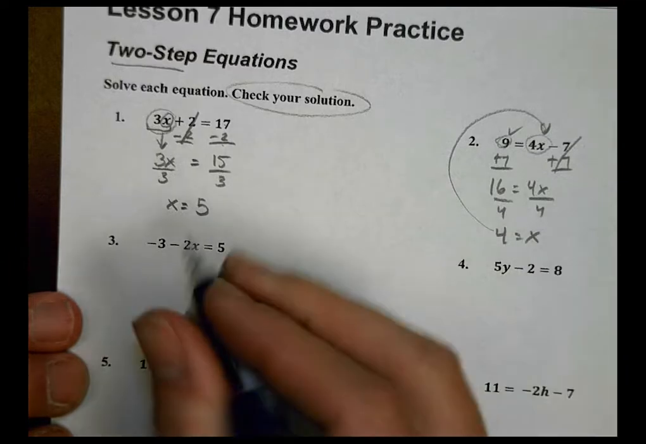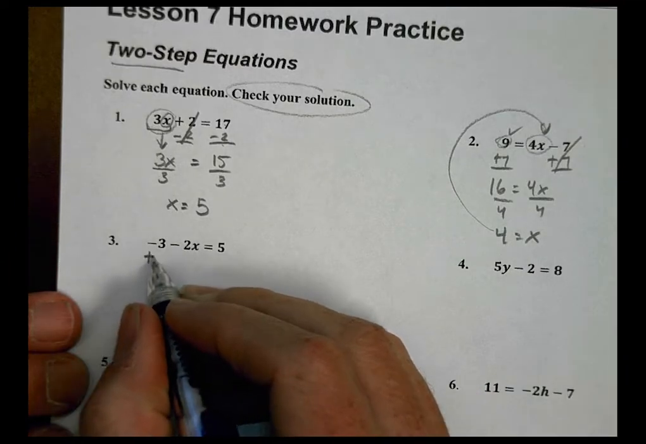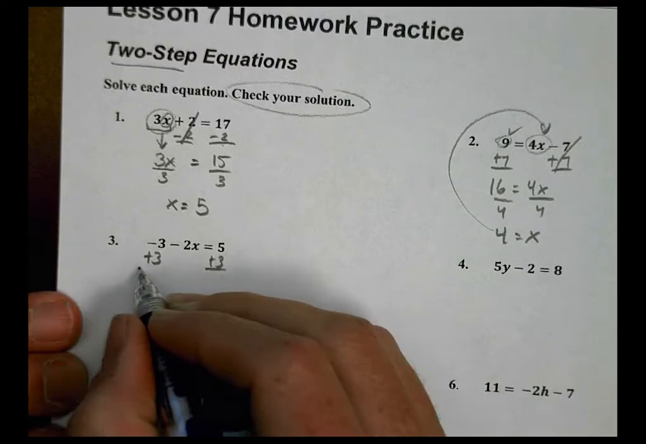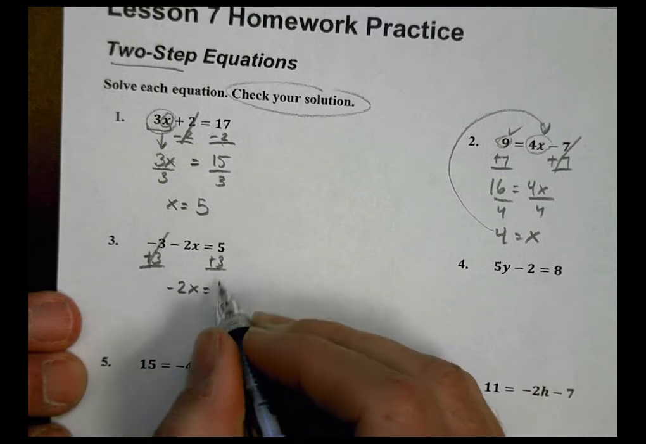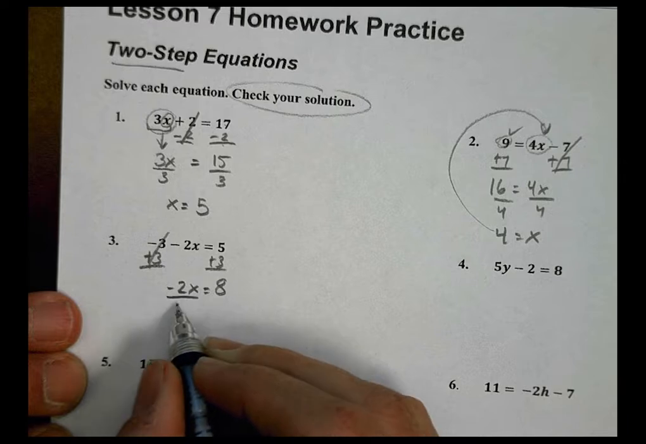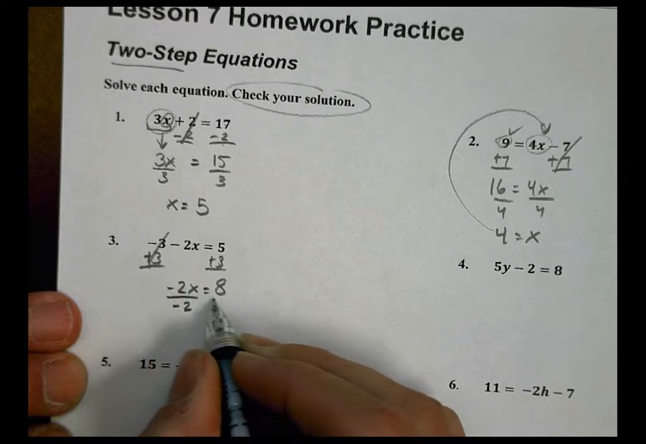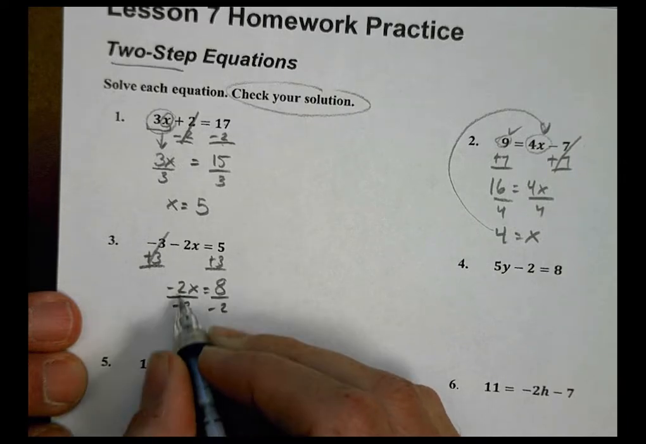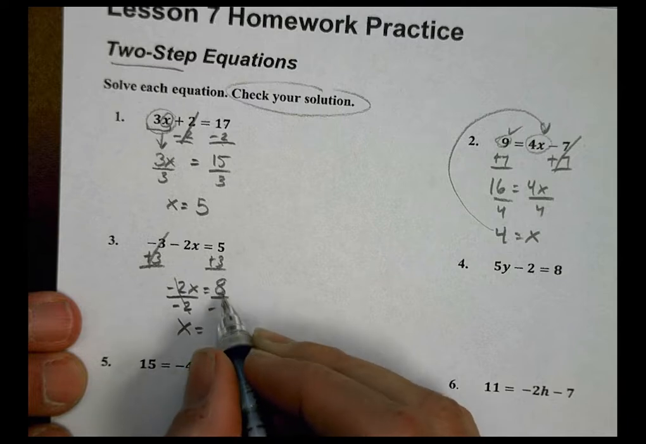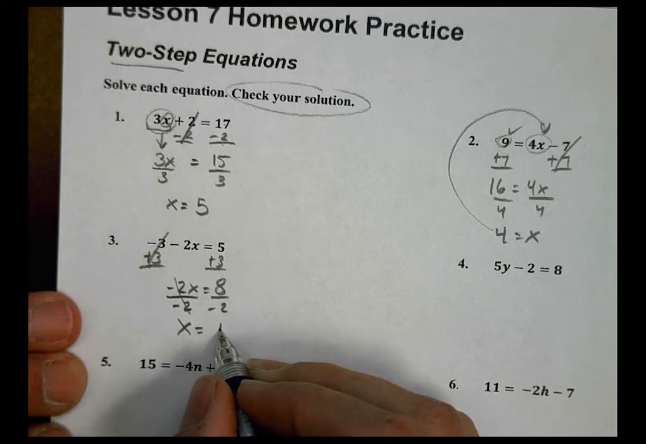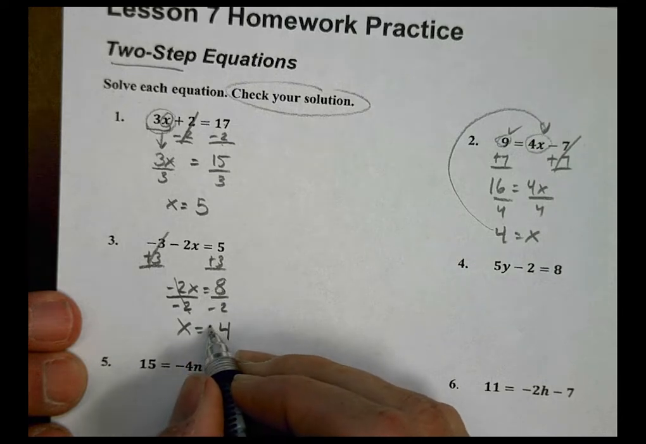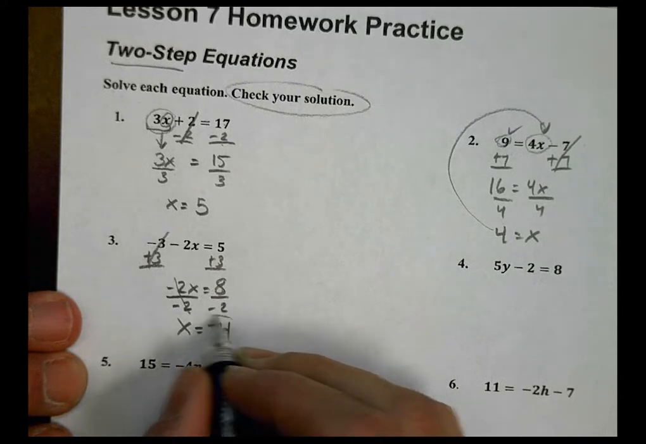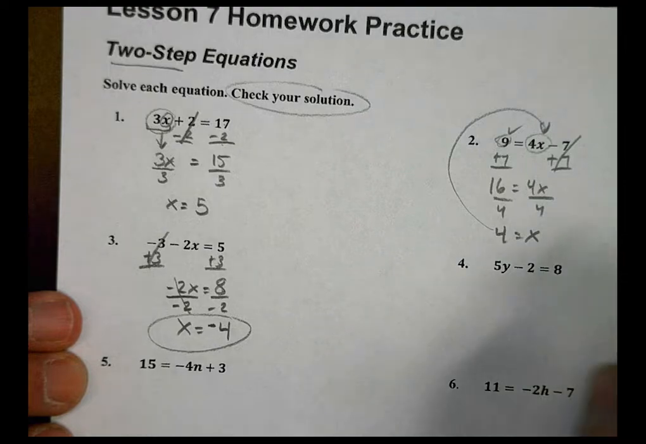Number 3, I have a minus 3, so I'm going to add 3 to both sides. Okay, so that goes away, so I'm left with a negative 2x equals 5 plus 3 is 8. I will now divide both sides by the negative 2. So the x by itself is equal to 8 divided by negative 2 is going to be 4, but watch our sign here. Positive divided by negative is a negative. So we do x equals negative 4.